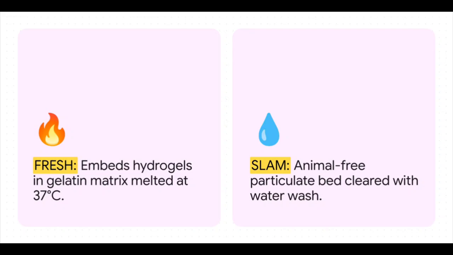Another fantastic animal-free alternative is the SLAM system. This uses a shear-thinning particulate hydrogel bed that you just clear away with a simple water wash.